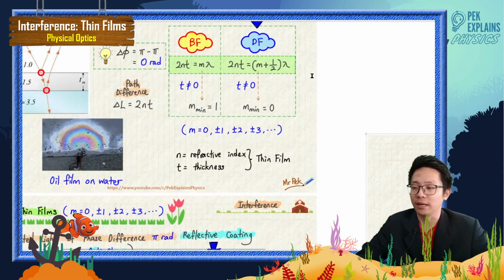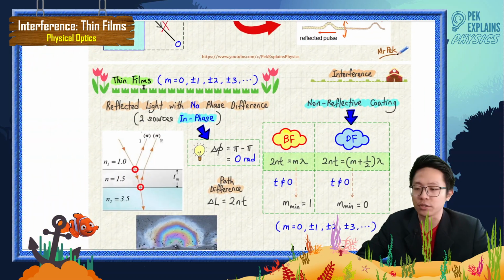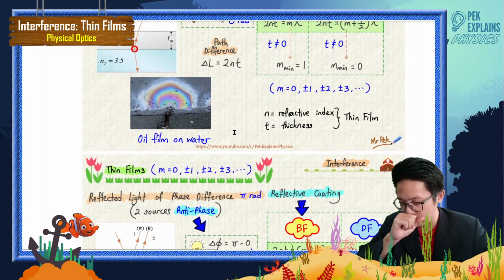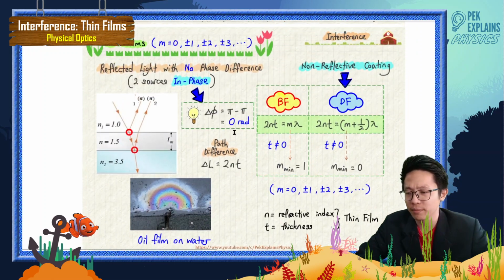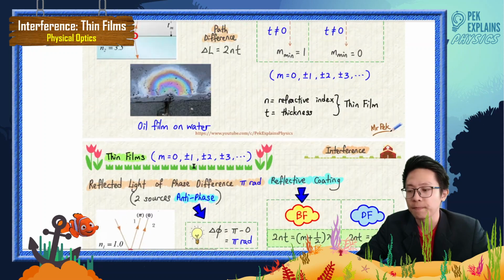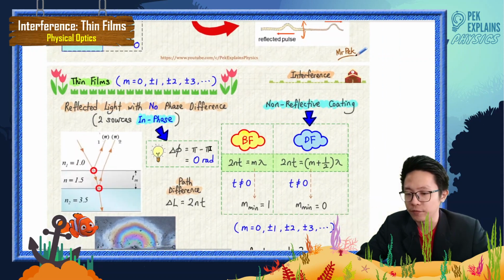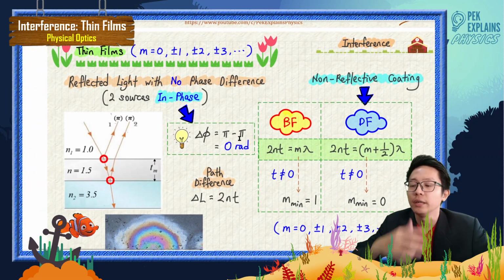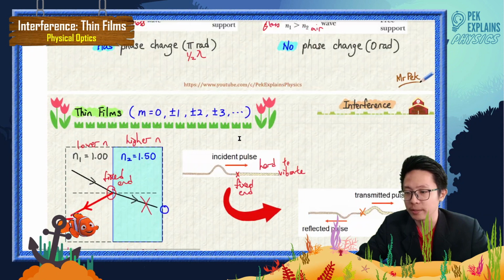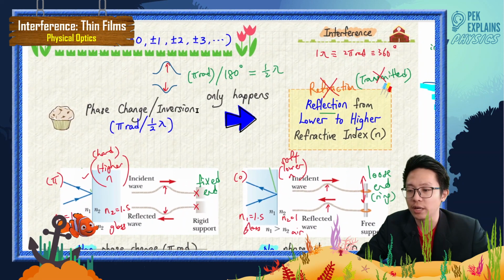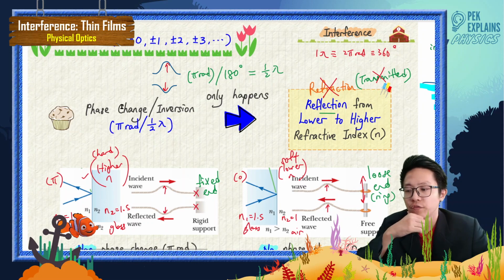So thin films have two categories, in phase and anti-phase. Now we need to investigate what causes in-phase sources and anti-phase sources. Let's look at the first one, in-phase source. You have learned about the phase change, isn't it? Phase change is also very important.